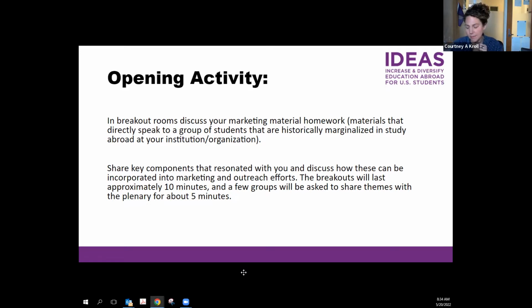I imagine you have a lot of examples from previous experiences. But what we'd like you to do in the breakout room is share key components that resonated with you, and then discuss how these can be incorporated into marketing and outreach efforts. So we'll be in our rooms for about 10 minutes, and then we'll come back together and ask individuals from a couple of groups to share themes with us. All right, so Cindy, if you wouldn't mind plopping everybody into rooms, and we will see y'all back here in about 10 minutes.